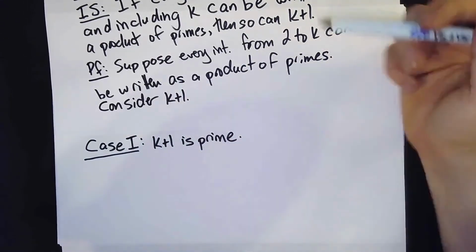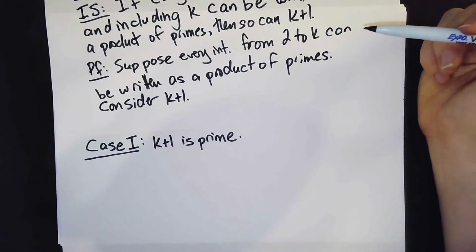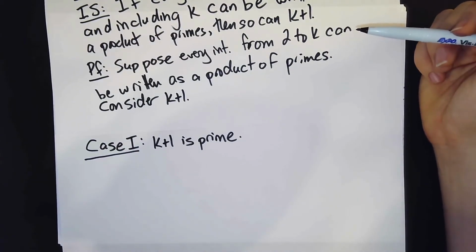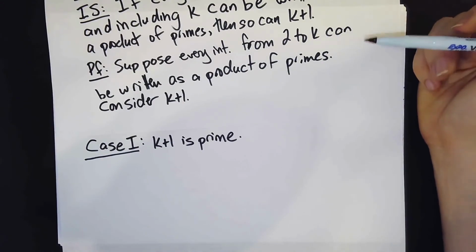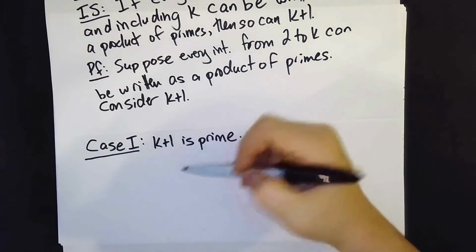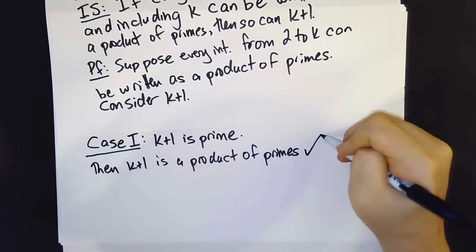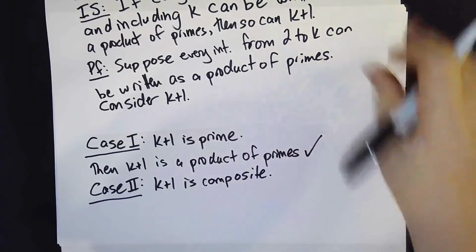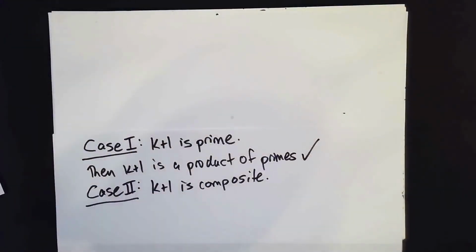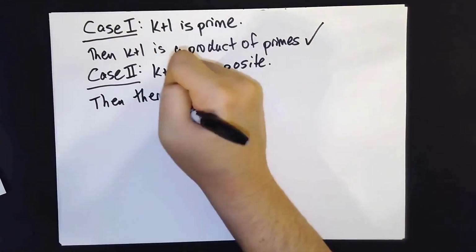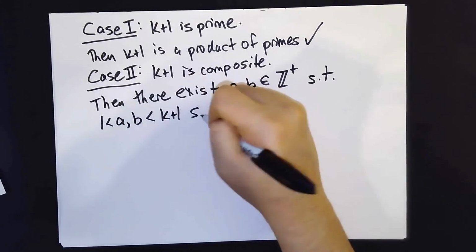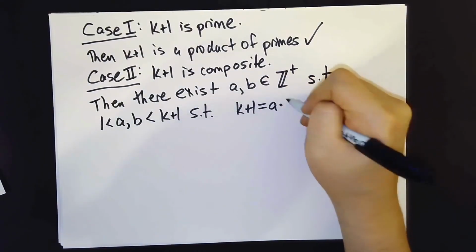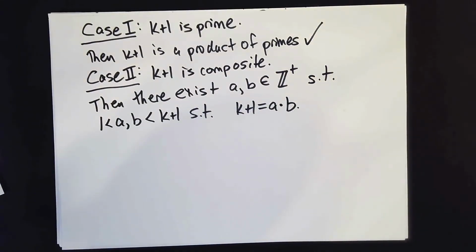Well, if k plus 1 is itself prime, then it's a product of primes, just as 7 is a product of primes, because it is the product of the single prime 7. Likewise, if k plus 1 is already prime, then we're done. On the other hand, maybe k plus 1 is composite. If that's true, then there exist a and b that live between 1 and k plus 1 that multiply together to be k plus 1. Note my notation here.